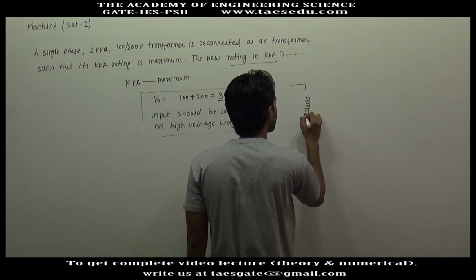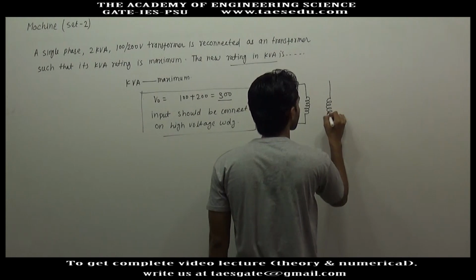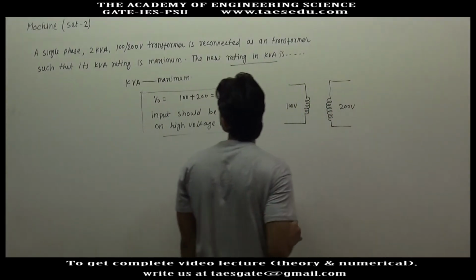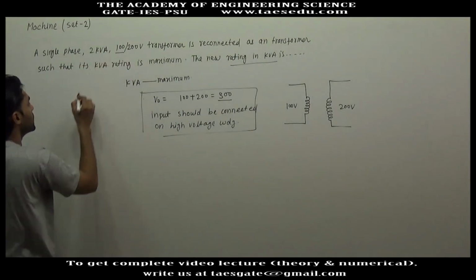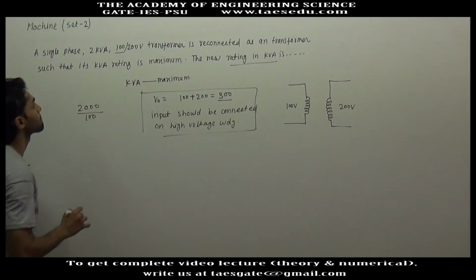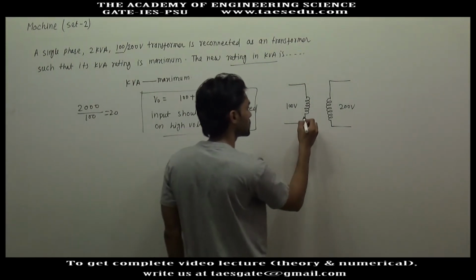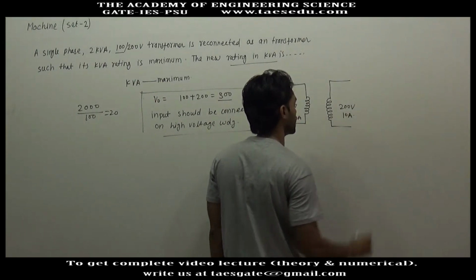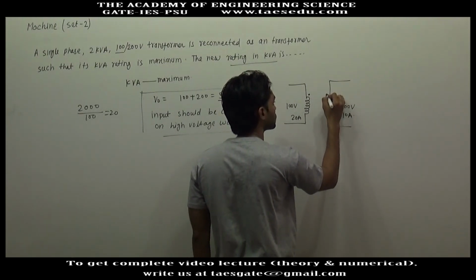So let's say we have this two winding transformer. This is 100 volt winding and this is 200 volt winding. kVA rating is 2 kVA. So for this winding, current rating will be 2000 divided by 100, this will be 20 ampere. This is 20 ampere winding and this will be 10 ampere winding. Let's say this is the dot.